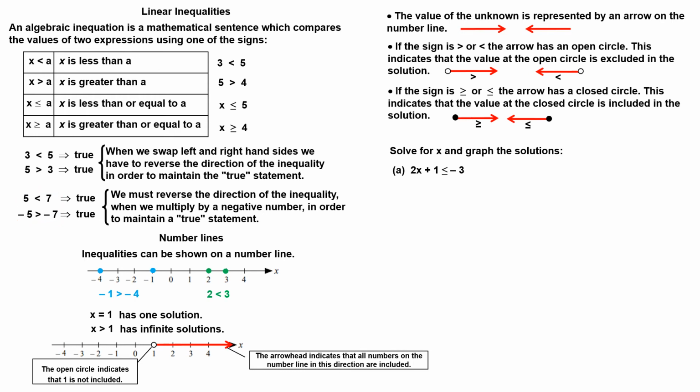To solve this inequation, proceed as you would when solving a linear equation. Subtract 1 to both sides. Divide both sides by 2. The direction of the inequality stays the same, since we did not divide by a negative value. Graph: use a closed circle for -2, since x can equal -2, and an arrow to the left, since our symbol is less than or equal to.